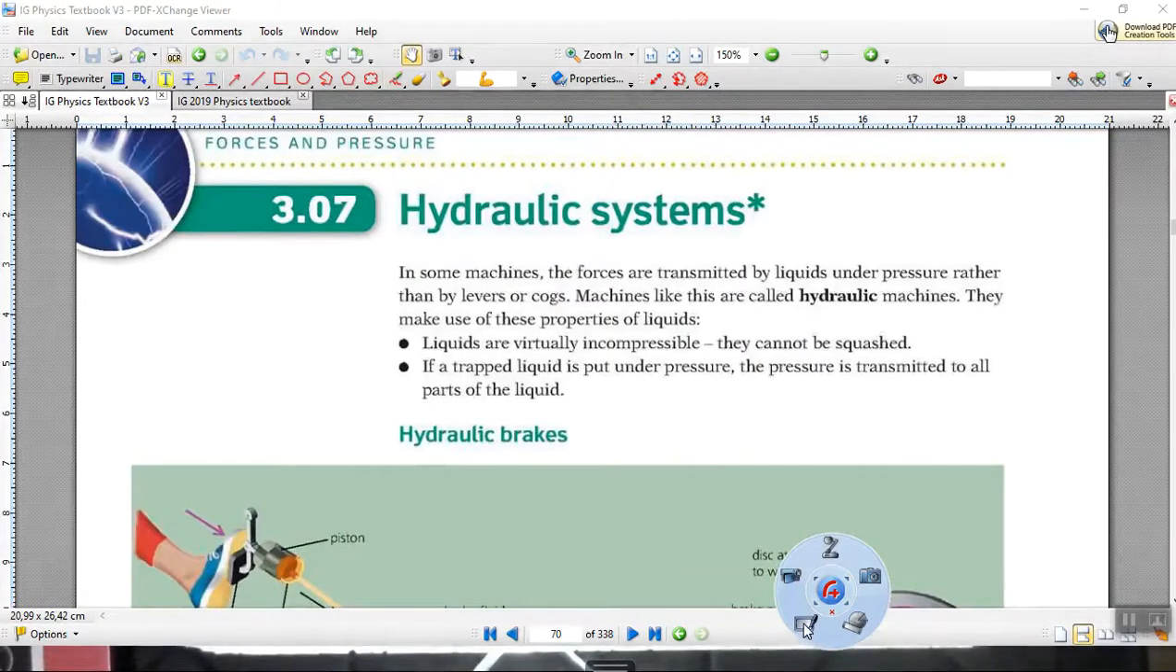Just so that you know, this asterisk over here means that it's not examinable anymore. So this is just extra knowledge. In this chapter, you might find questions on this in older papers, but currently we don't have hydraulic systems as part of our syllabus.